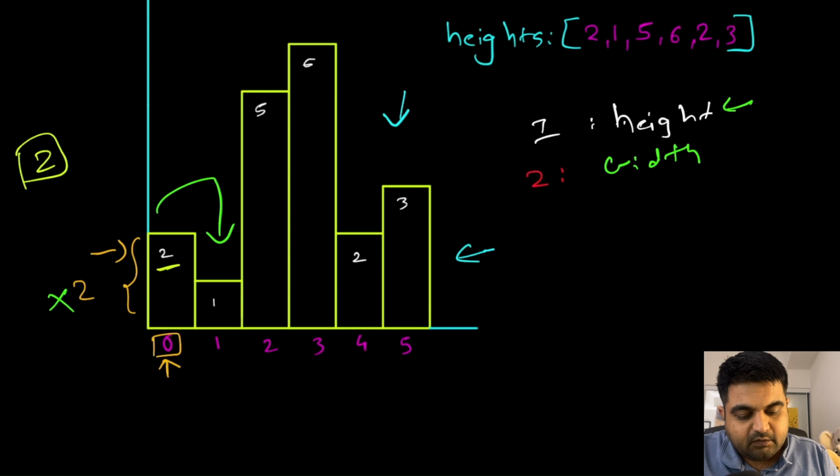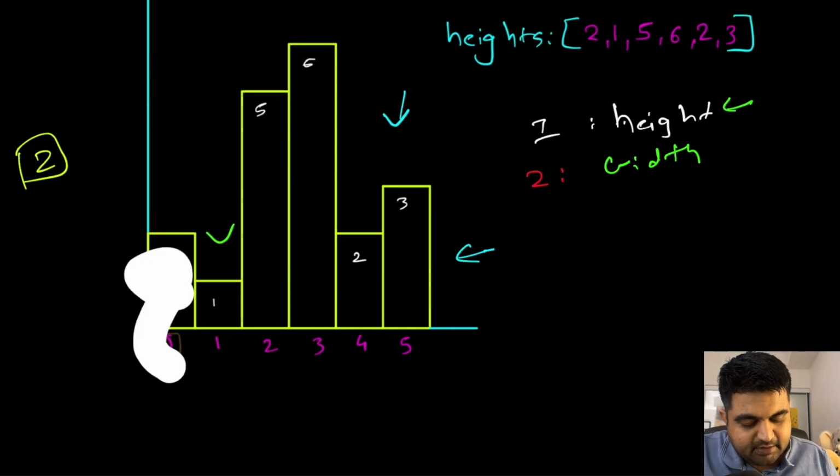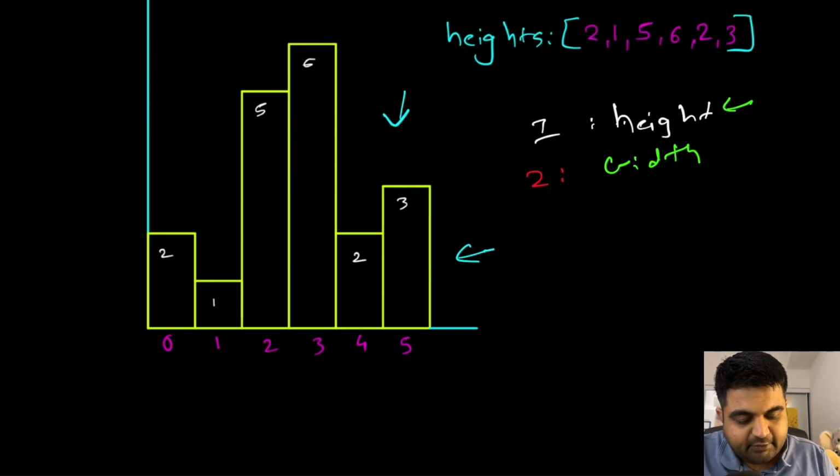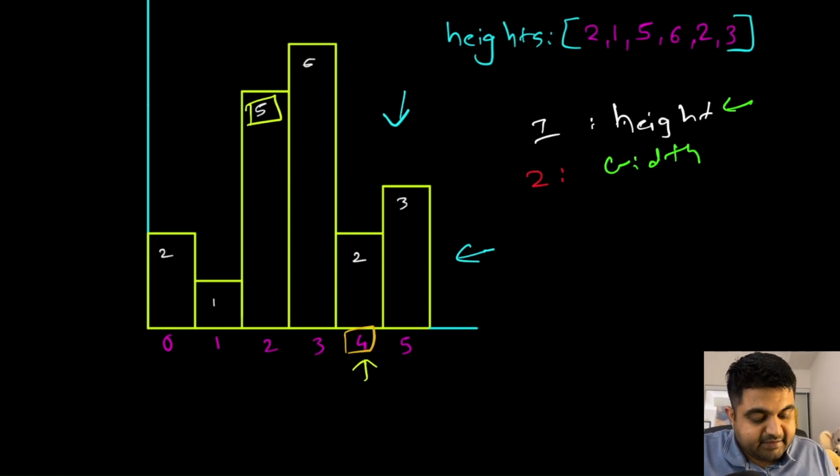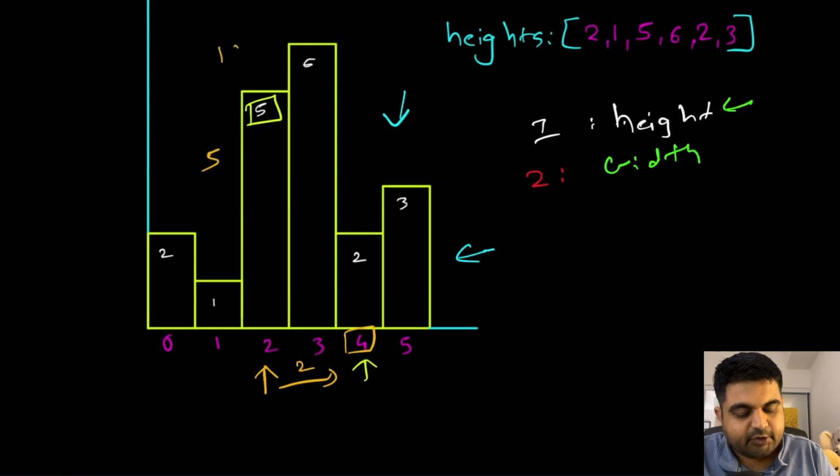Okay. Now another example is what we just saw with the value number 5. With value number 5 we can only say that we can use rectangle 5 or bar 5 until we reach this index position number 4, which means the maximum area that this bar 5 can make is going to be of width 2 and height 5, so total is going to be 10.